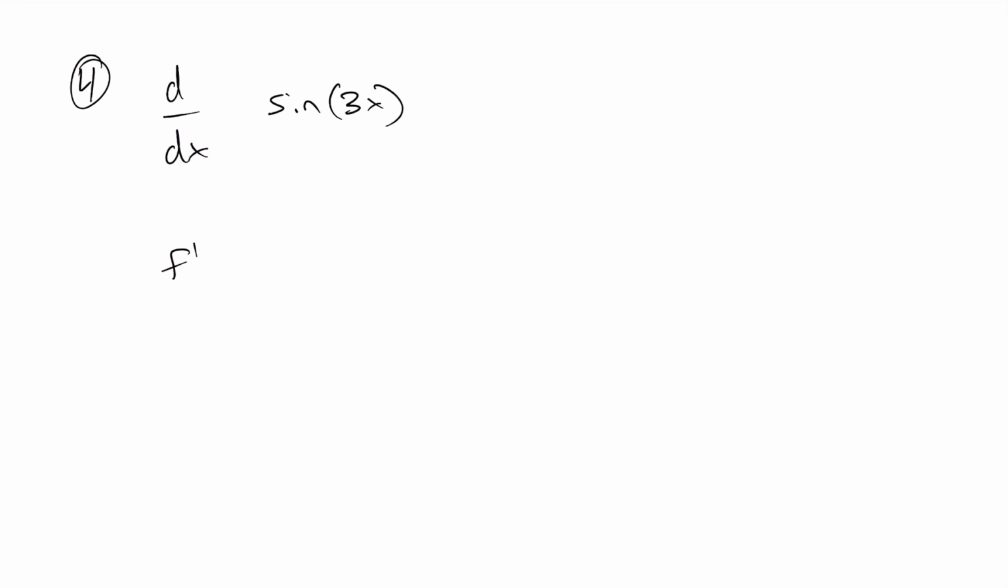So that would mean that this is going to equal the derivative of sine is cosine. So cosine times 3x, all times the derivative of the inside, which is simply 3. And then we can simplify this to simply be equal to 3 cosine 3x.